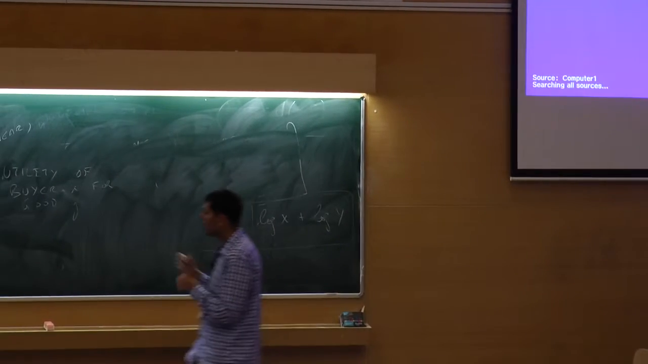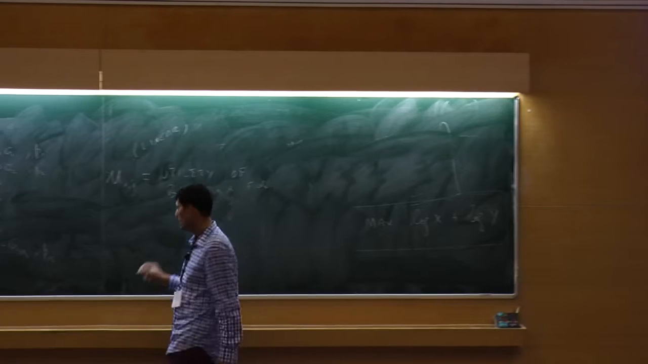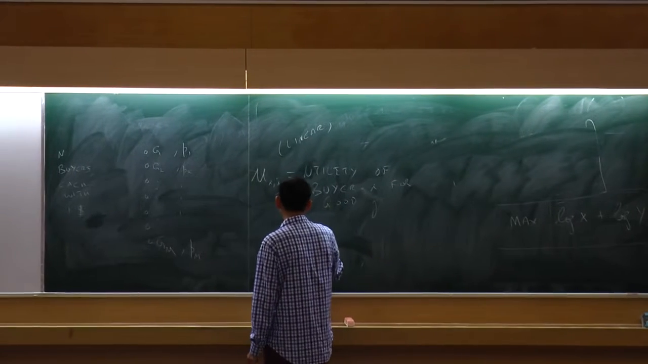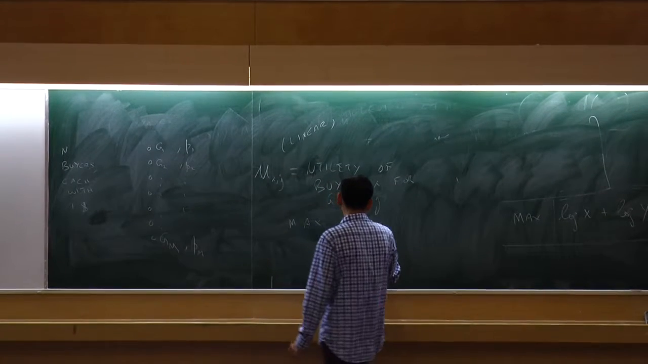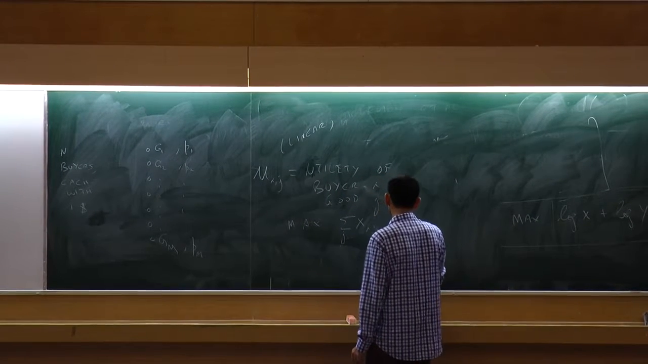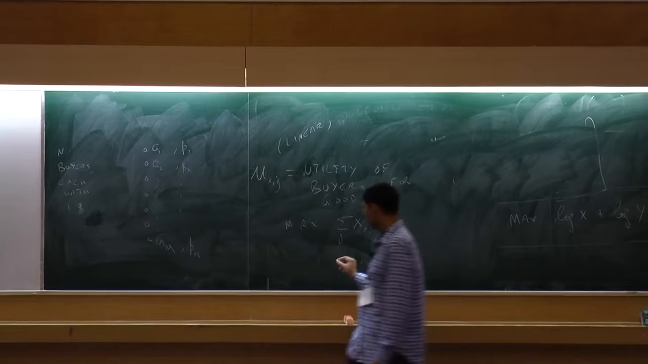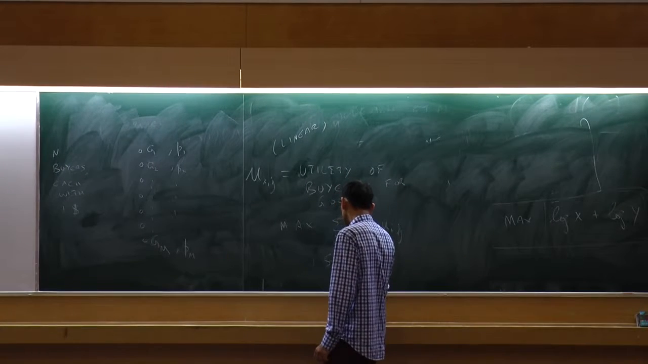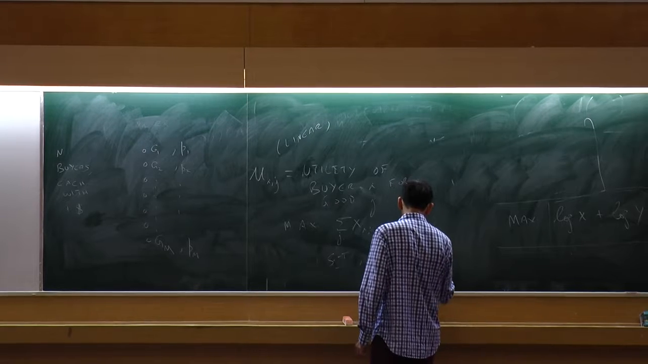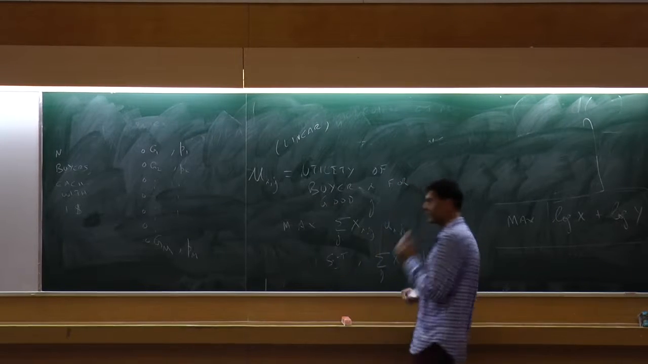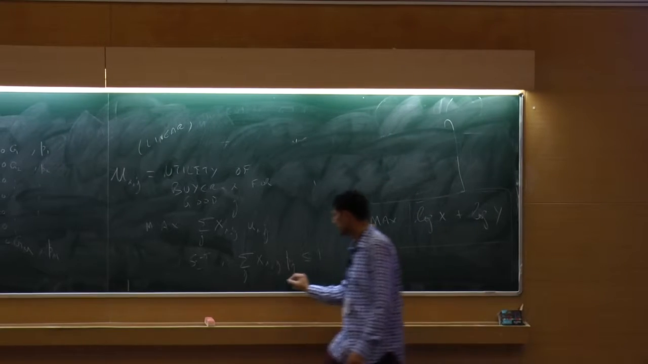So the problem that each buyer is solving is to maximize the summation over all j of xij times uij, subject to the summation over all j of xij times pj being less than or equal to 1, and x greater than or equal to 0.